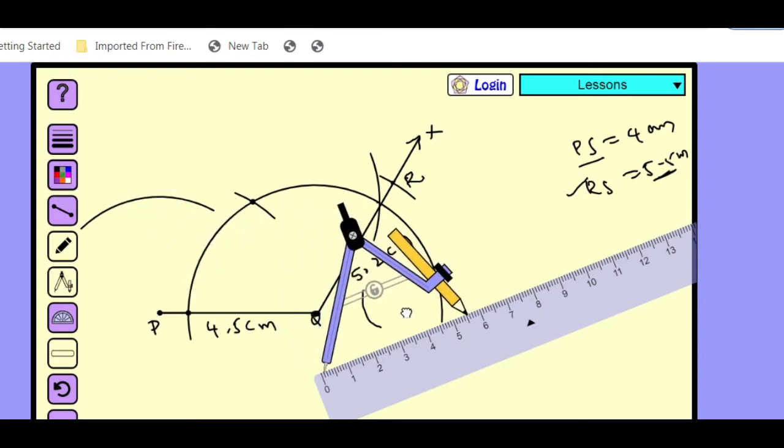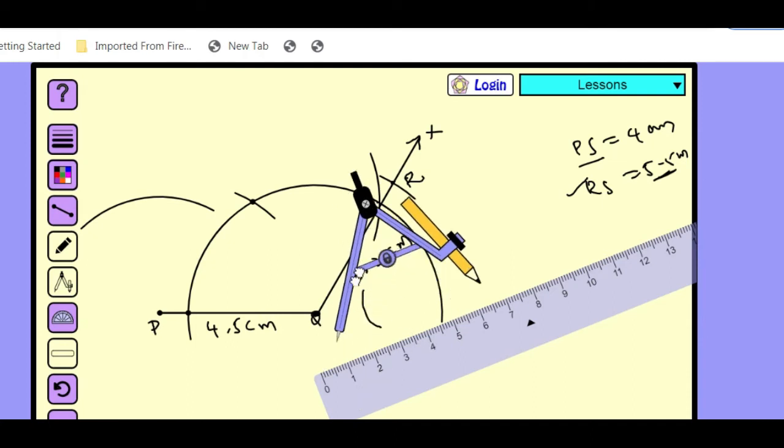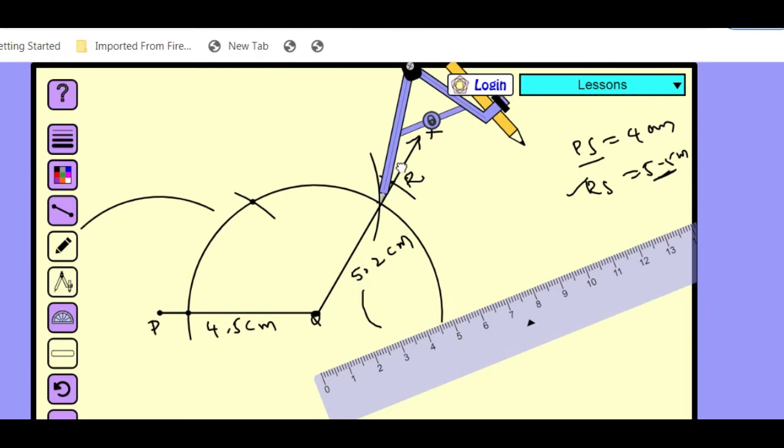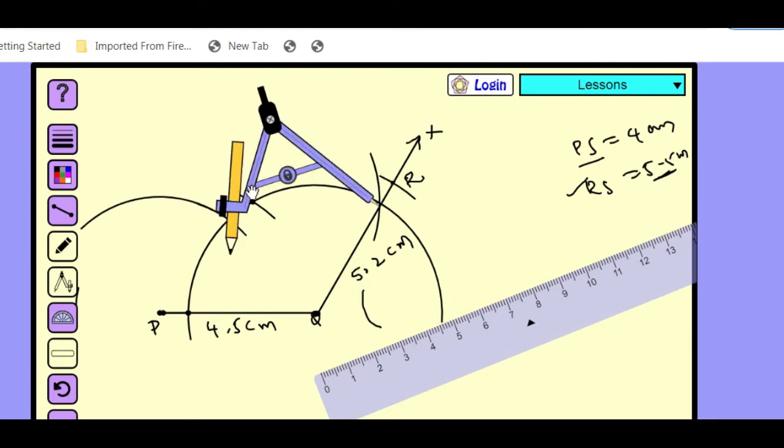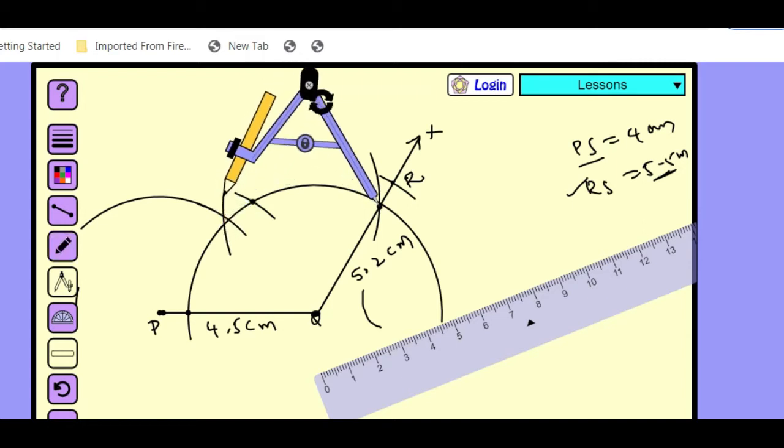So I am taking the compass length as 5.5, and with R as a center. Now R as a center with the radius of 5.5 centimeters, draw another arc which cuts the previous arc at point S. Now this intersection point is called S. Now join P to S and R to S to complete the quadrilateral PQRS.